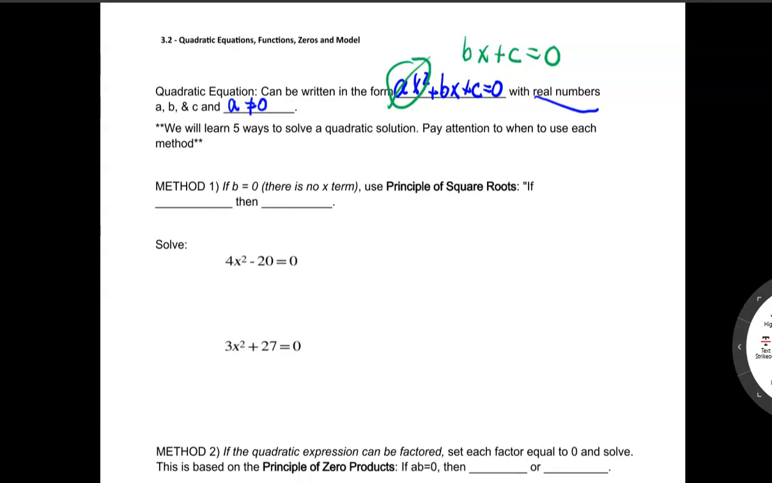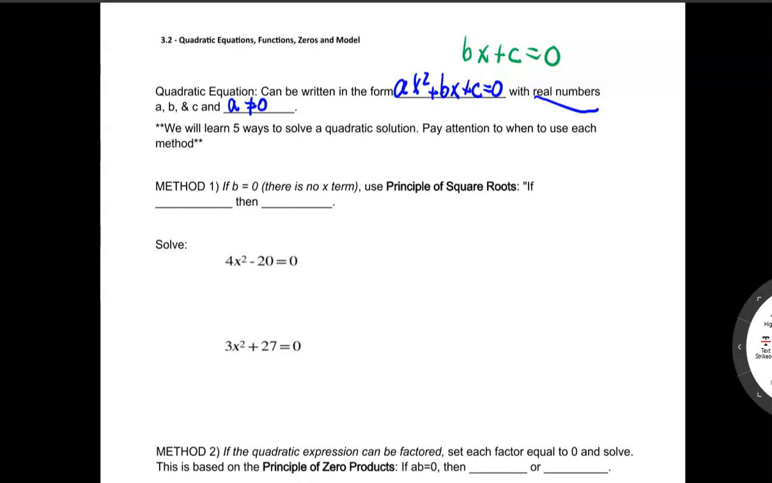Okay, let me clean that up. So for your notes, the definition here of a quadratic equation is an equation that's in the form ax squared plus bx plus c equals 0. You might be given an equation that looks a little different than that at first, but you can add or subtract, multiply, divide both sides to get it into that form. And it has to have that x squared.